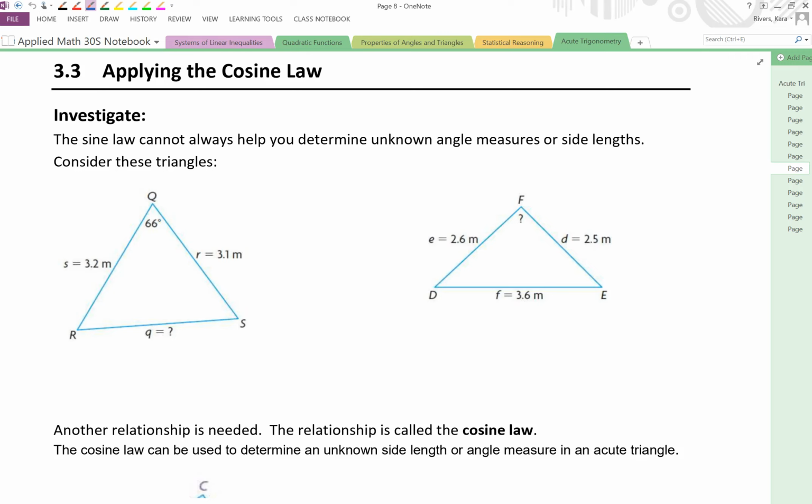In this lesson, we're going to look at applying the cosine law. The cosine law is another tool that we can use to solve information about non-right angle triangles, or non-right triangles. Let's take a look at this first investigation.